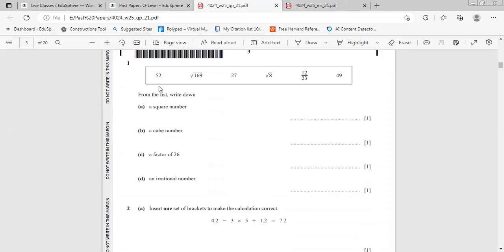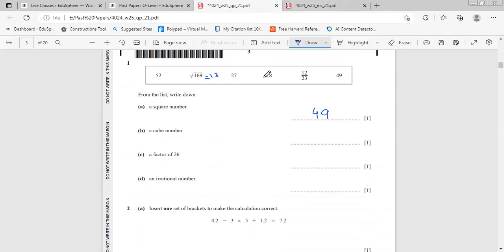Question number 1 says: from the list, write down a square number. The square number is only 49, so we will write 49. Students may get confused and write 169, but there is a square root on top of it, which means it is not a perfect square. It is actually equal to 13.